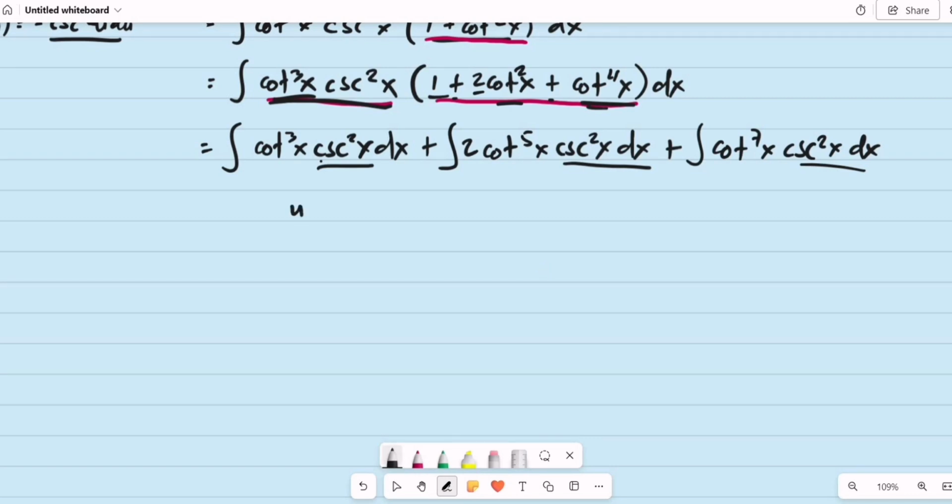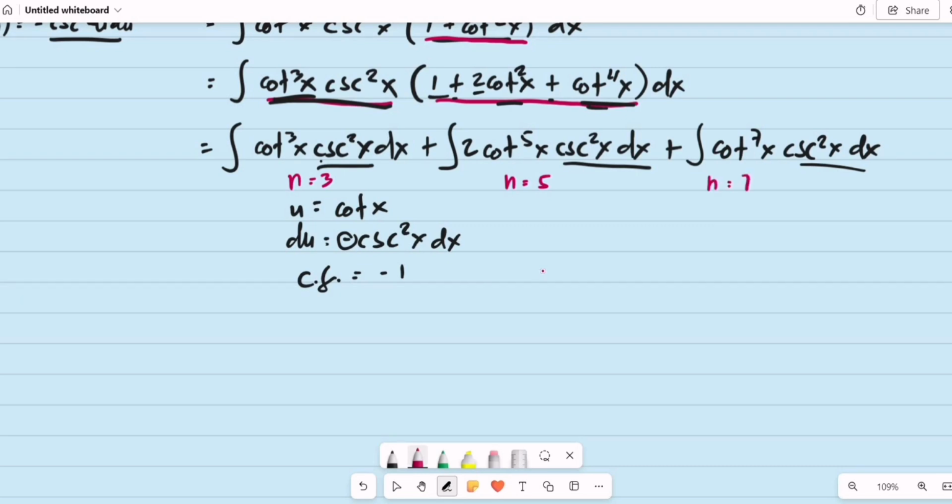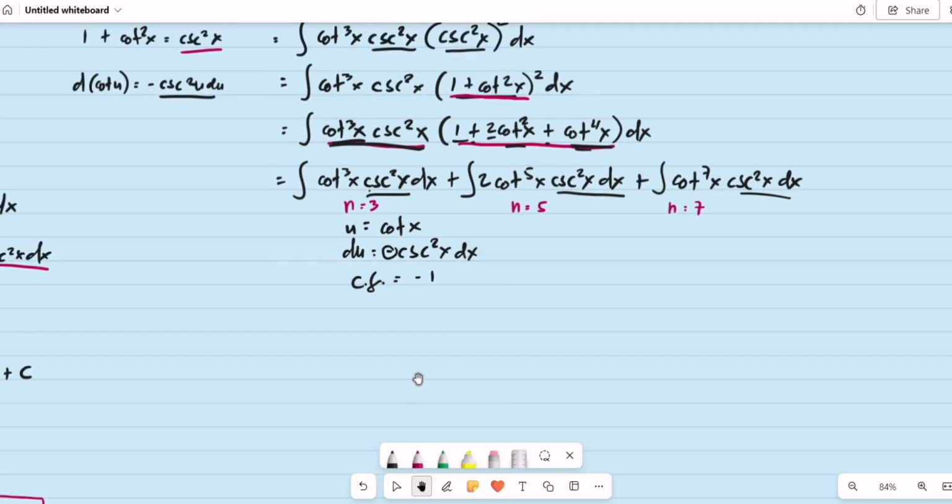So using u equal to, what is our u? The u is equal to the cotangent of x. Again, what is our du? Our du is equal to negative cosecant squared of x dx. Since it is a negative, we'll be needing a correction factor equal to negative 1 for every term. When it comes to the first term, the exponent for cotangent is 3. The exponent for the second term is 5. And the exponent for the last term is 7. There, we can now perform integration.